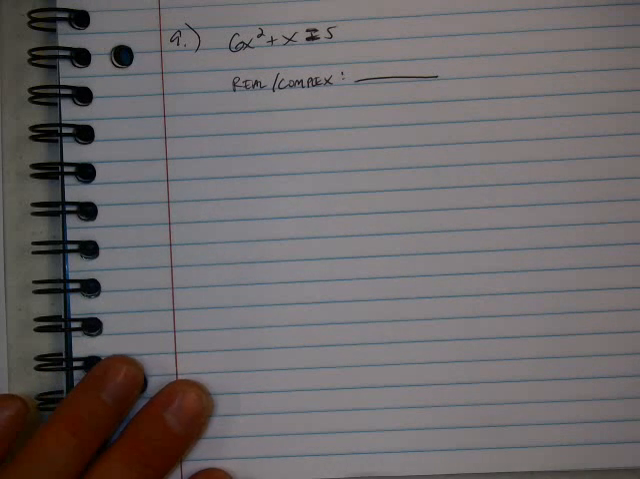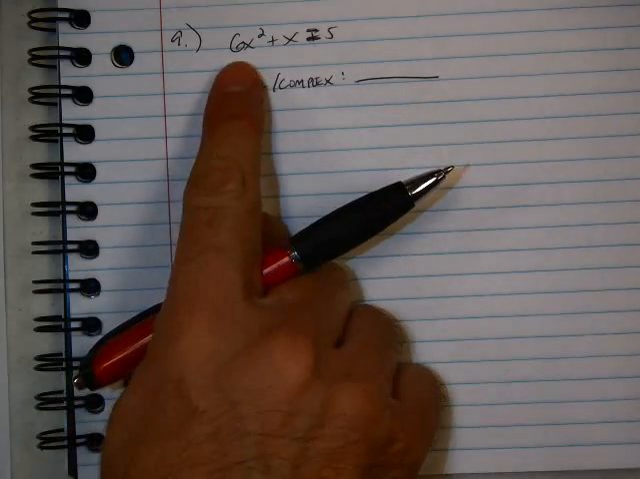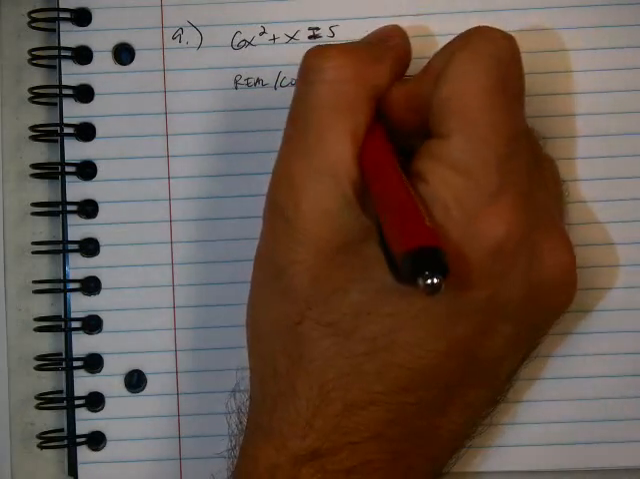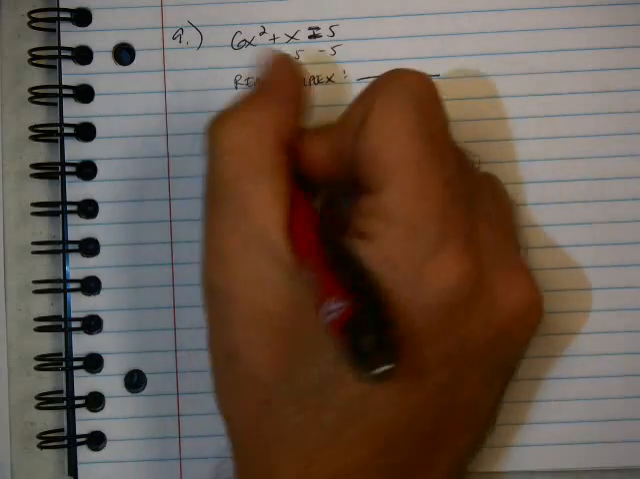Algebra II Worksheet 21.2, number 9. We have to solve this equation and decide whether we have real or complex roots. We're given the equation 6x squared plus x equals 5. I'm going to start by moving the 5 over, putting everything equal to 0. I'm going to subtract that 5 from both sides.